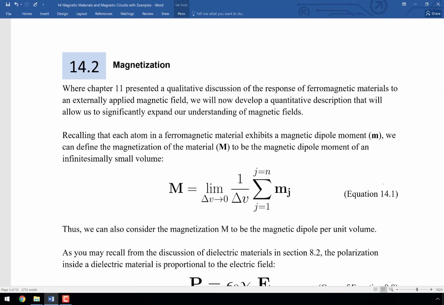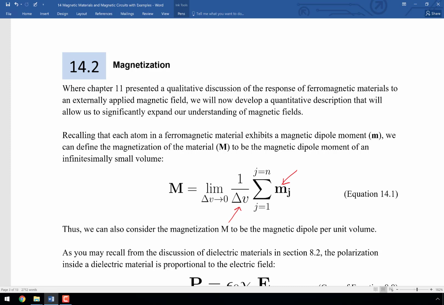Okay, we've briefly mentioned magnetization, but rather than just doing a qualitative discussion, we need to now have a quantitative description. And so magnetization is going to be represented by the vector capital M, and capital M, as you can see in equation 14.1, is represented by the magnetic dipole moment per unit volume as the volume approaches zero. So it is the infinitesimal volume. How much magnetic dipole moment does it contain?